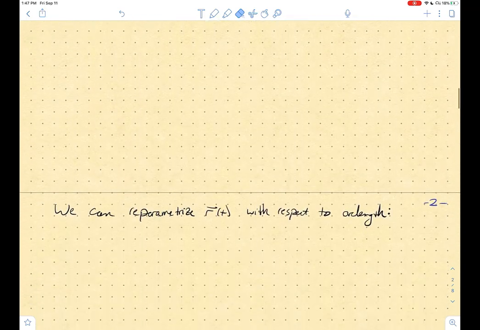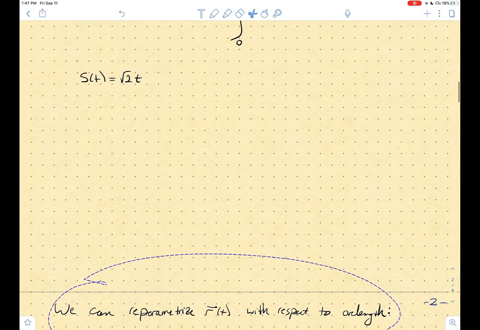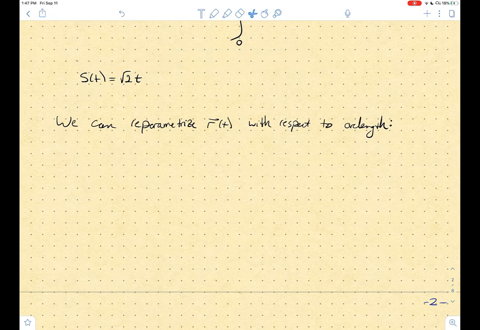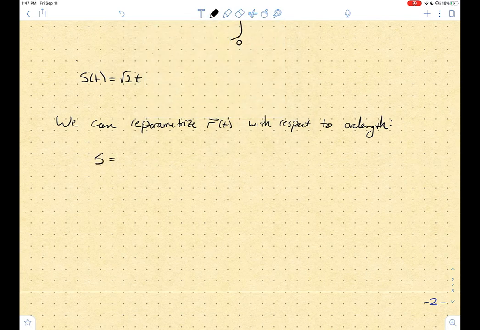Let me scroll down here. So we can reparameterize r of t with respect to arc length as follows. So instead of thinking of this as S of t, I'm just going to call it S for arc length. S is root 2 t. I'm going to solve this thing for t. So t is now s over root 2.